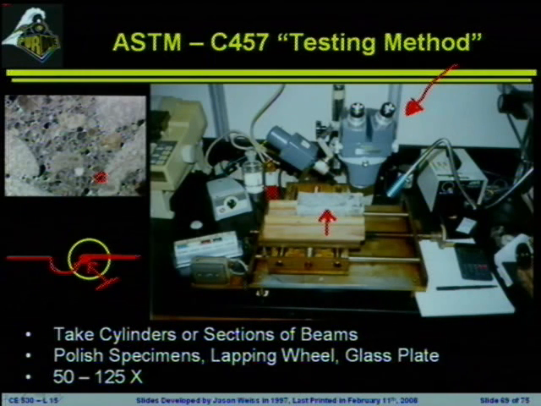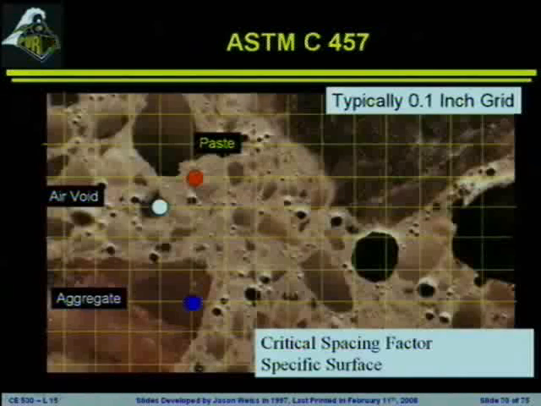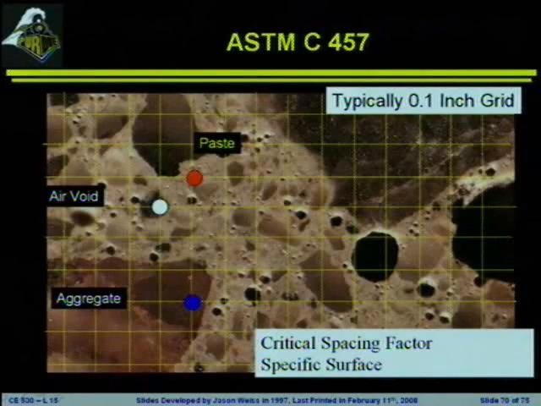They're polished. They're placed on a lapping wheel to grind them. They're typically final polished on a glass plate with a very fine grinding powder, and then they're going to be magnified 50 to 125 times. The basic idea when you look at this under the magnification is you are going to be going through and you're going to be counting. You're going to be doing a traverse across the specimen, and you're going to take about 1,200 points.